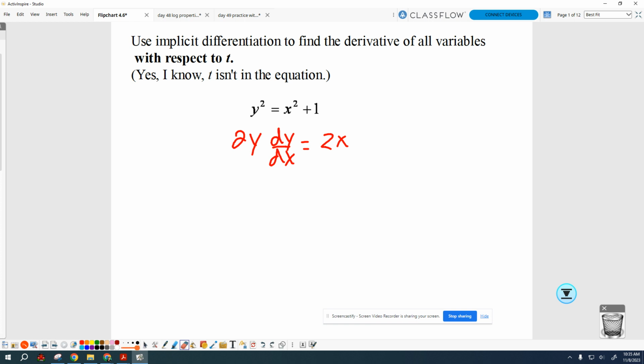How would it be different if I did it with respect to t? Multiply by the power, lower the power, and then what's the derivative of y with respect to t? dy over dt. And this one, power rule, multiply by the power, lower the power, the derivative of x with respect to t, dx/dt, right? That's it.